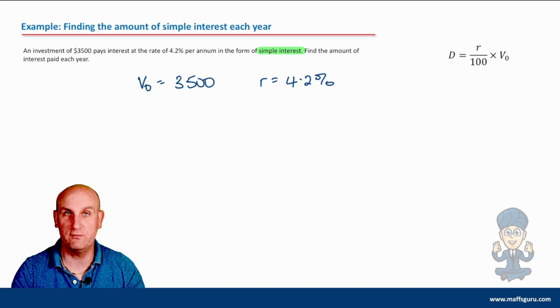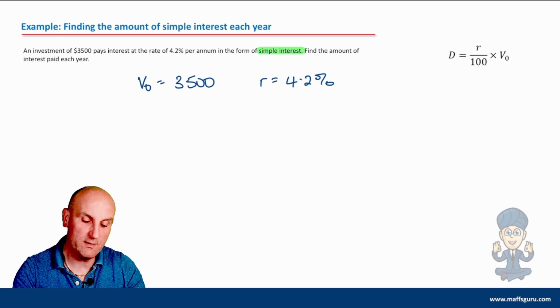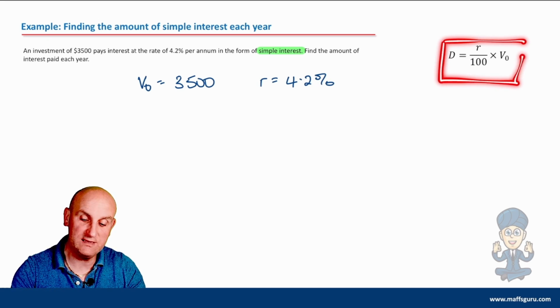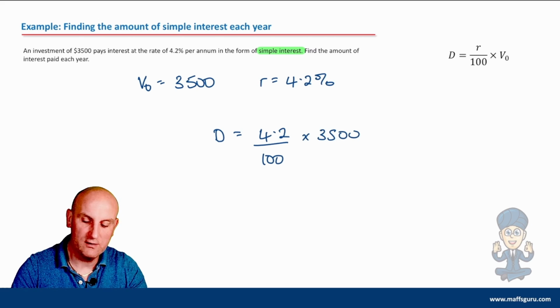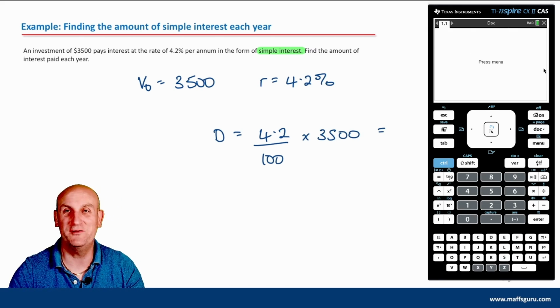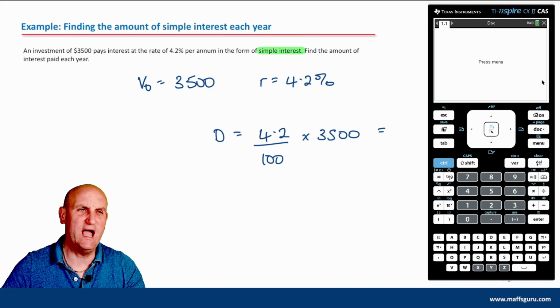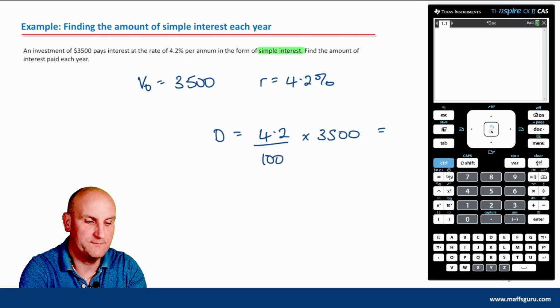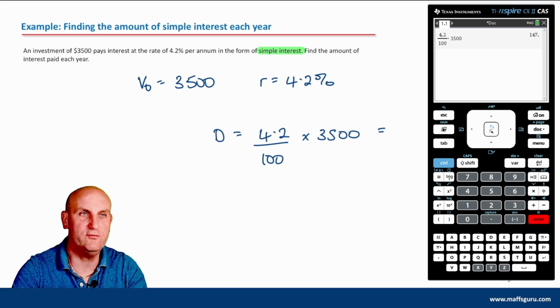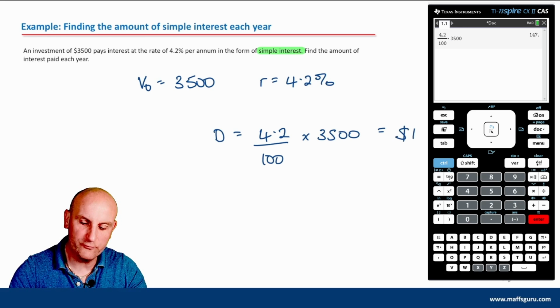All right, so once I know the interest paid per year, well, if we remember, that's simply finding the value of D. Okay, well, we can do that. So my D is going to become R, 4.2, divided by 100, times my initial investment of 3,500. Now, I don't know about you, I can't do that in my head. So I'm going to fire up my TI Inspire. I'm going to add a calculator screen there, and let's do 4.2 divided by 100. And I'm going to times that by 3,500. That gives me $147.